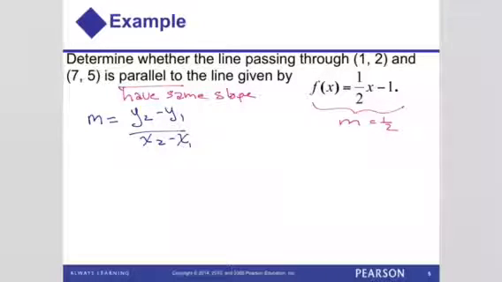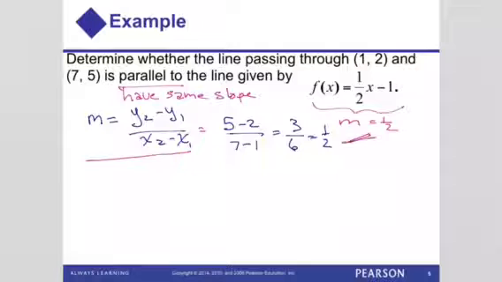We know that slope is equal to y2 minus y1 over x2 minus x1, so we're going to use that to find the slope of the line that goes through these 2 points. So you can see if I subtract the y's and subtract the x's, 5 minus 2 is 3, 7 minus 1 is 6, and that gives me 1/2, and that is the same as that. They're equal. So therefore, the lines are parallel.